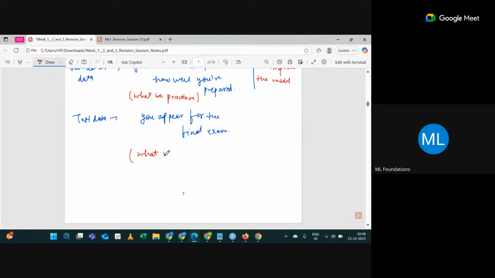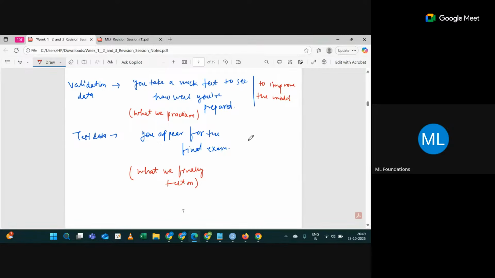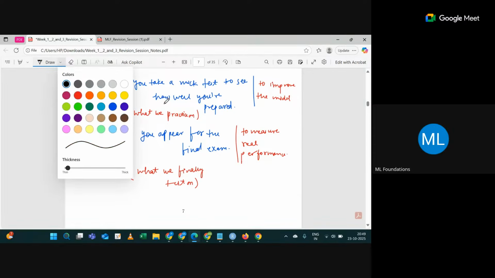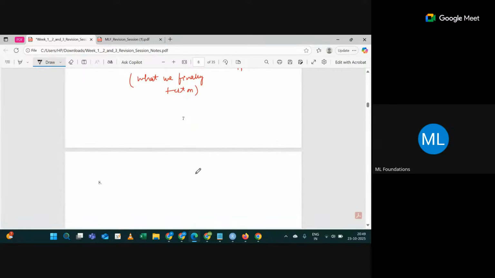So here, finally, it is future prediction, I think this is the last one. This is for unseen data. So here it will help you to measure the real performance. Is the rough idea clear about this training, testing, validation data? So this 15% you will use as unseen data to test your model.